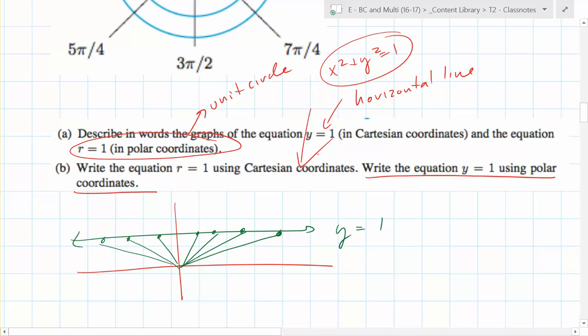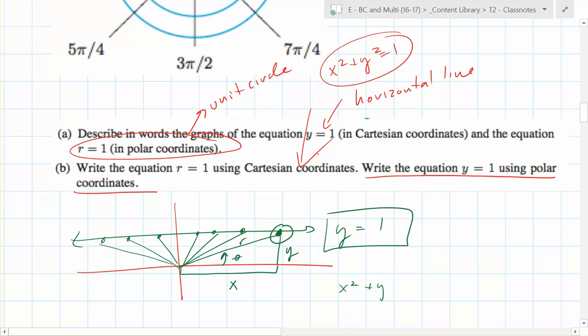So let's look at that point right there, where y equals 1. Let's say we have theta right there, and we have y, and x right there. Okay, so what do we know here? We know that y is equal to 1. We know that x squared plus y squared has to equal what? R, right? There's r, right?